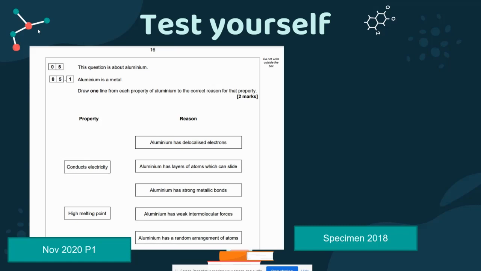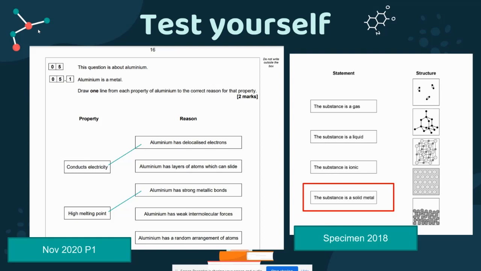So then, can atoms slide over each other? Does that make it a good electrical conductor or give it a high melting point? No. So we are left with two top options: aluminum has delocalized electrons and aluminum has strong metallic bonds. I know you have guessed the answer, hopefully. So conducts electricity is because aluminum has delocalized electrons. High melting point is because they have strong metallic bonds.